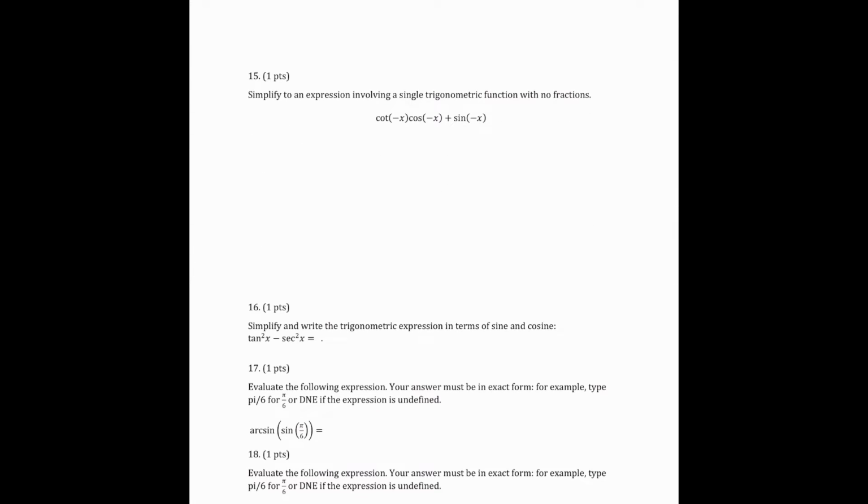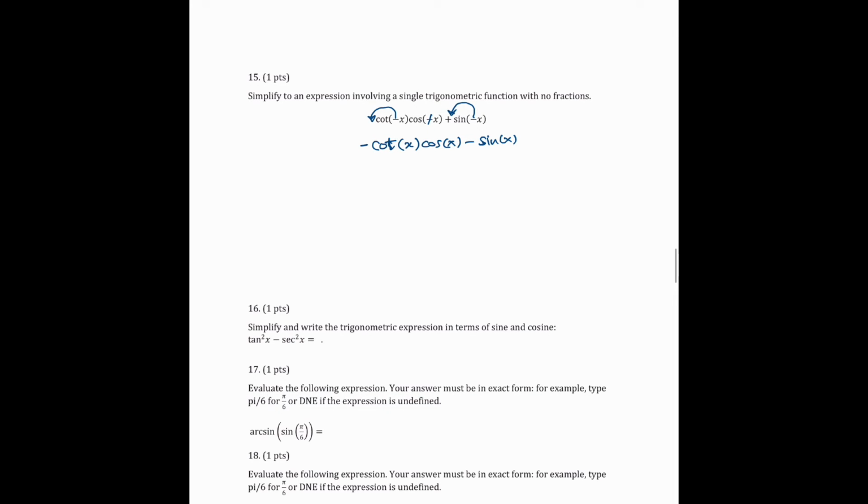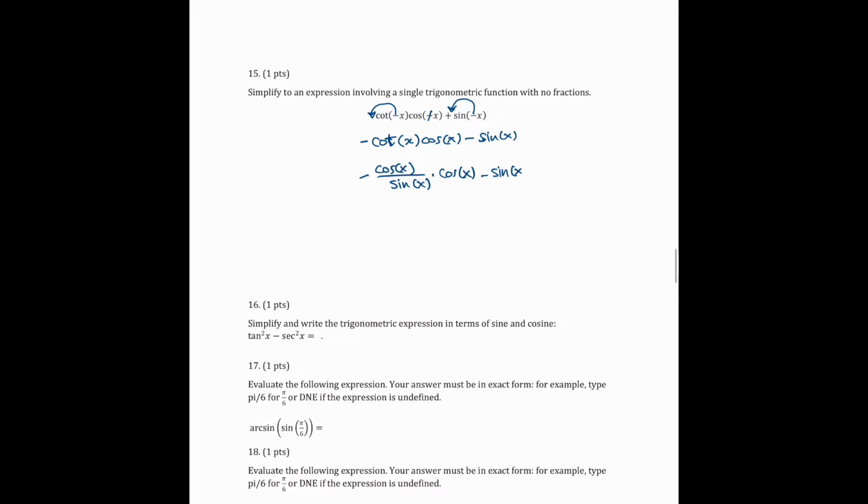Question number 15. We know that cotangent is an odd function, so the negative is going to come out. And we know that cosine is even, so the negative is going to cancel. Sine is odd, so the negative is going to come out. Now, this is going to become negative cotangent x times cosine x minus sine x. Cotangent is equal to cosine over sine, cosine x over sine x times cosine x minus sine x.